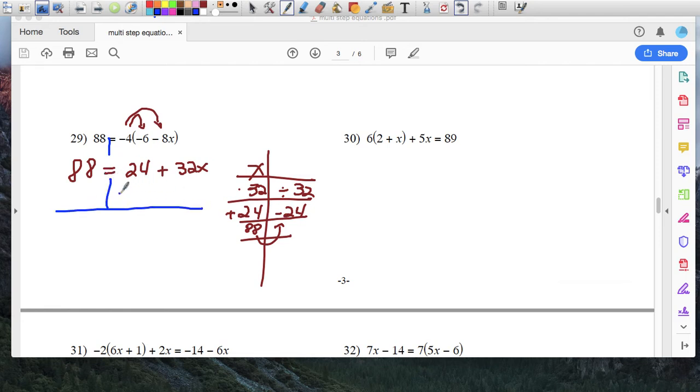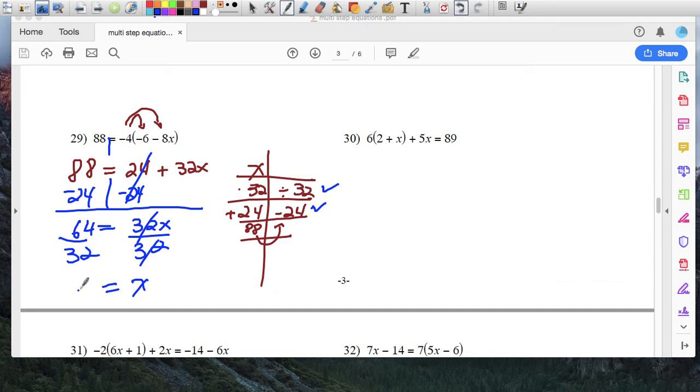So let's do that. First thing is minus 24. Minus 24 here, minus 24 here. These two go bye-bye. 32x comes down. And 8 minus 4 is 4. 8 minus 2 is 6. Check. Divide both sides by 32, and I get that x is 2. Alright, that was nice and easy.